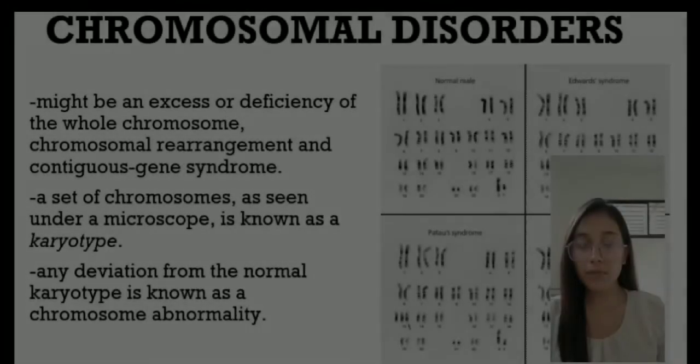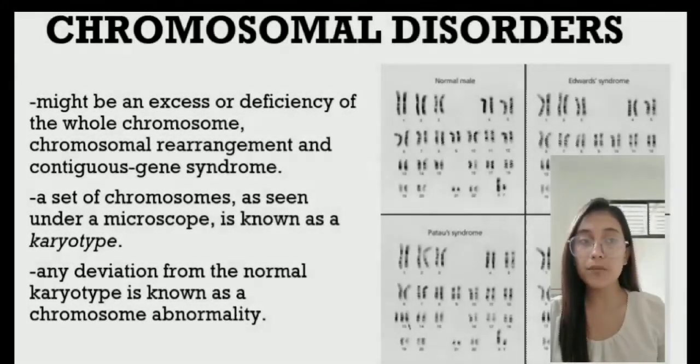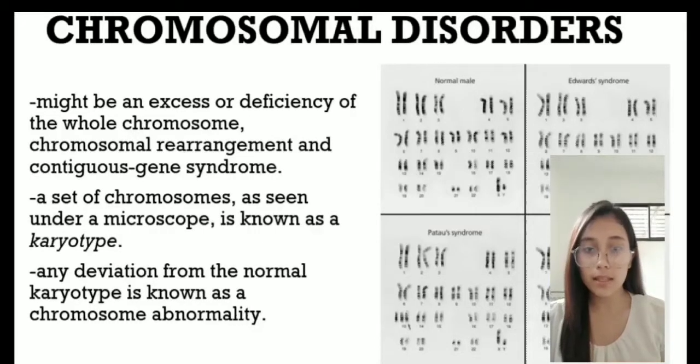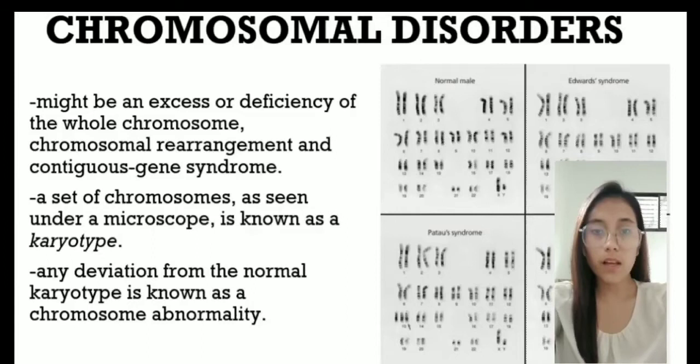Chromosomal disorder. A chromosomal disorder is any syndrome characterized by malformation or malfunction in any of the body systems and caused by abnormal chromosome number or constitution. It might be an excess or deficiency of the whole chromosome, chromosomal rearrangement, or contiguous gene syndrome. The chromosome abnormalities can be numerical or structural. A numerical abnormality means an individual is either missing one of the chromosomes from a pair or has more than two chromosomes instead of a pair. A structural abnormality means the chromosome structure has been altered in one of several ways.